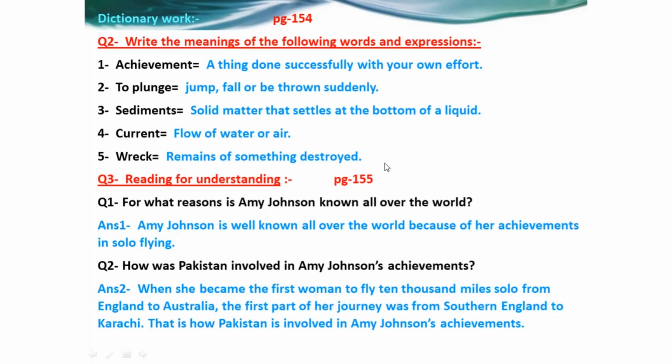Now students, in your textbooks, page 155, you have reading for understanding, and in it we have 4 questions. In our syllabus, we are going to write question number 1. The first question is, for what reasons is Amy Johnson known all over the world? Write the question, students, with the black pen. After writing, we will write the answer.